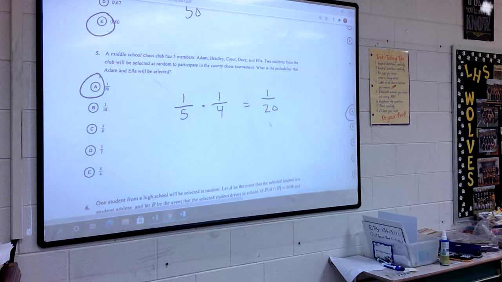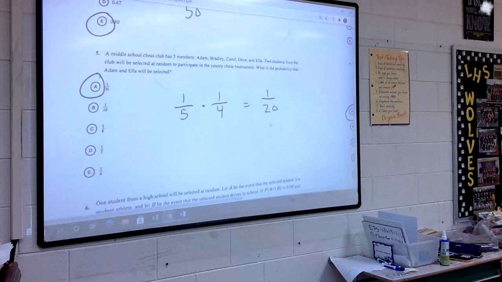It says, what's the probability that Adam and Ella will be selected? It doesn't say what's the probability that Adam will be selected first and then Ella second. It just means that they'll be selected. Because it really doesn't matter who's selected first. They're being selected to participate in a county chess tournament. So it's B, 1/10. You have to do Adam and Ella, and then you have to do Ella and Adam. Okay?